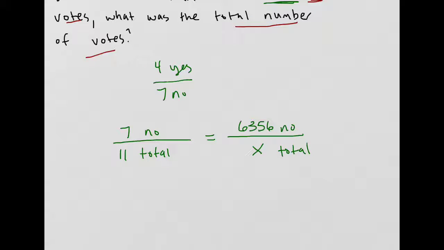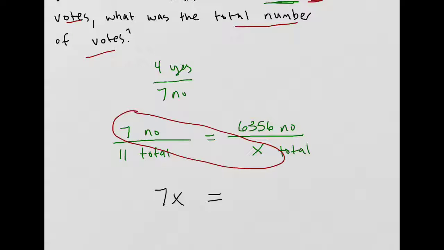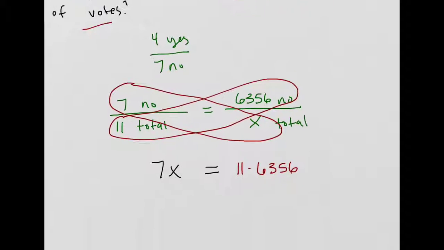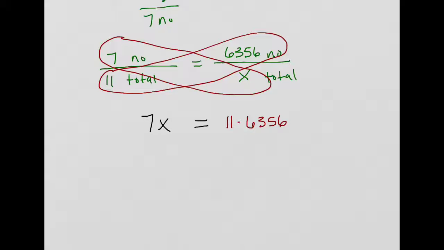So what I'm going to do is use cross products to help me. So I'm going to multiply these two guys together. So 7 times x is 7x. And I know that that has to equal these two guys multiplied together. So 11 times 6356. Okay, if we use a calculator for that, we end up with 7x on this side. On the other side, we end up with 69,916. Okay, then all I need to do from here is solve for x.